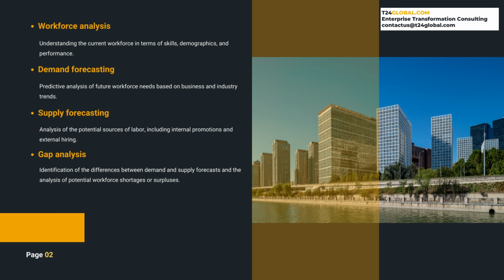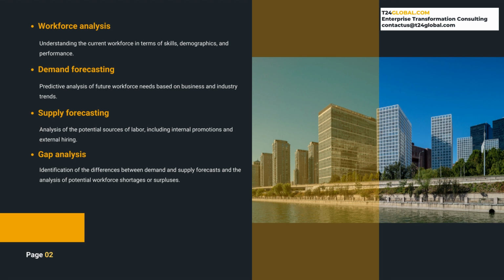2. Demand forecasting. This component involves predictive analysis of future workforce needs based on business and industry trends. Software tools like predictive analytics and forecasting software can be used to conduct demand forecasting. Business operations activities under this component include analyzing business strategy, market trends, and future business needs.